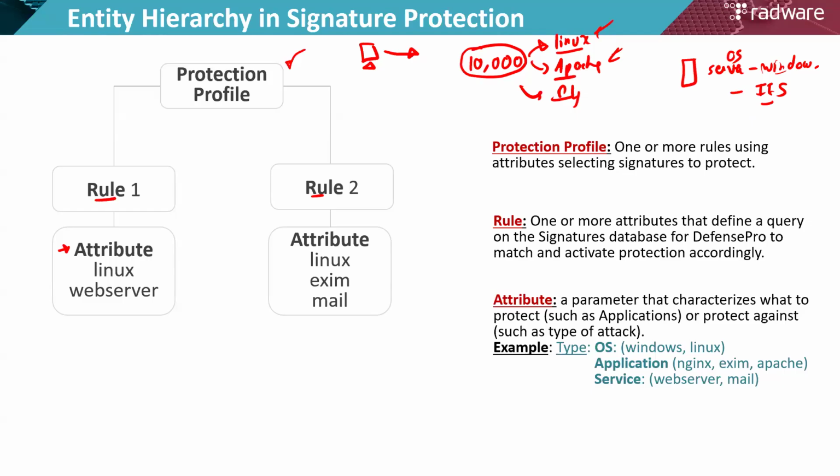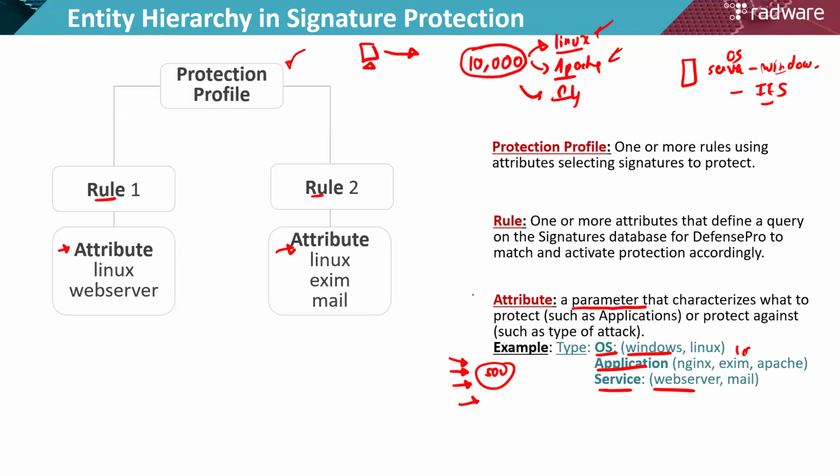So what we do is define attributes. Within the attributes, we define the parameters that we need to check the incoming packet against. Here we define that the operating system is Windows, the application is, let's suppose, IIS, and the service is web server. Out of the 10,000 signatures, we might now have just 500 that we need to inspect the incoming traffic against. So the incoming traffic will just have to be checked against these 500 signatures.